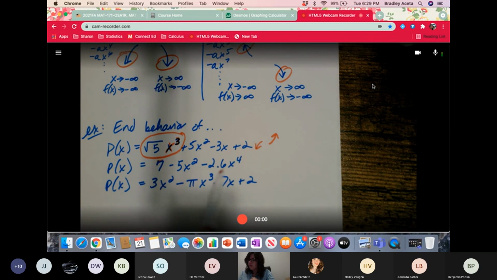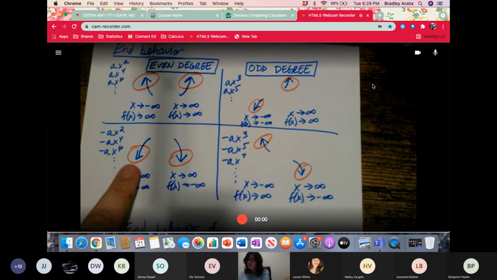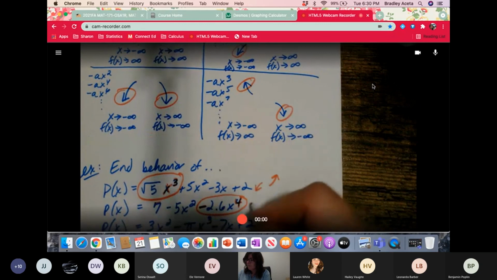So let's look at this middle one. My highest degree is the x to the 4th. Circle it. Circle the number in front with its sign. Oh, it's got a negative. Okay, so a negative x to the 4th: down, down.